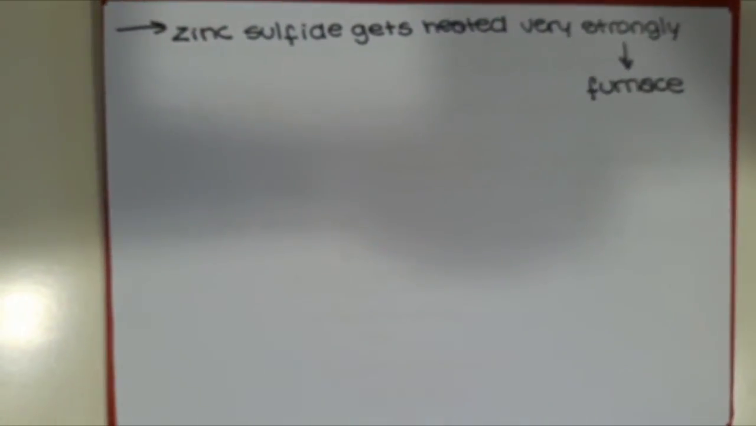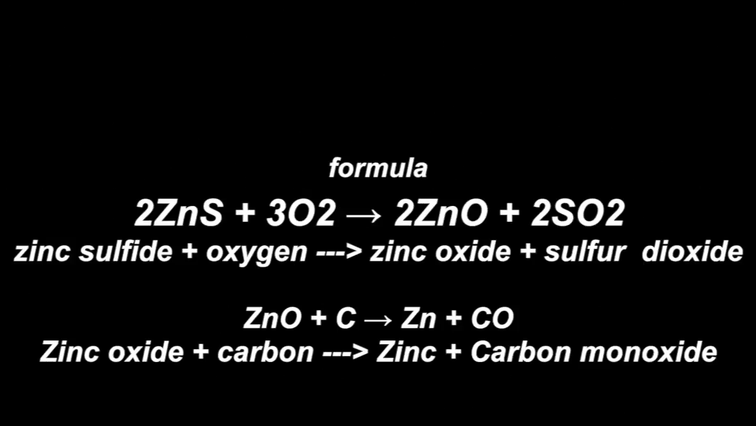extraction to iron. The process can be shown in a formula where the zinc sulfide plus the oxygen produces zinc oxide and sulfur dioxide. Then the zinc oxide plus the carbon is separated, where the zinc and carbon monoxide are produced. So that's it guys, it wasn't that bad, right?